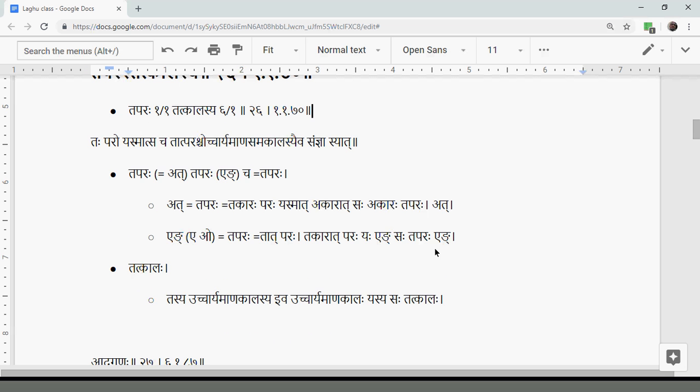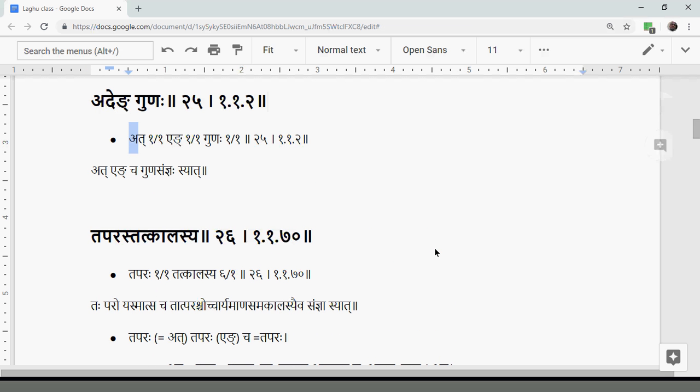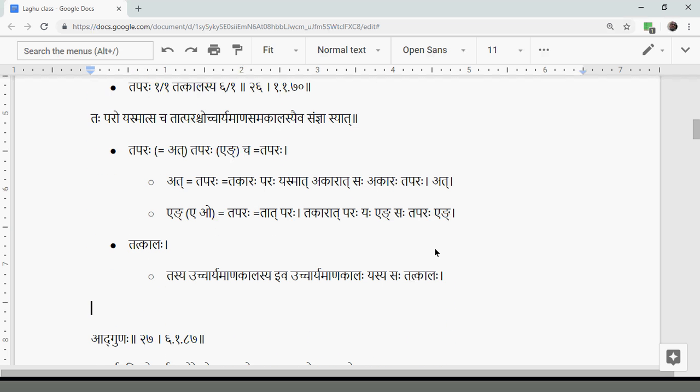So the meaning we get of this sutra we are looking at, adeng guna, is that akara, ekara and okara, without their hraswa, dirgha and pluta bhedas, only ekamatrika akara and dvimatrika ekara and okara get gunasanya. That's what this sutra means. This is the understanding we get with the taparas tatkalasya paribhashika sutra.